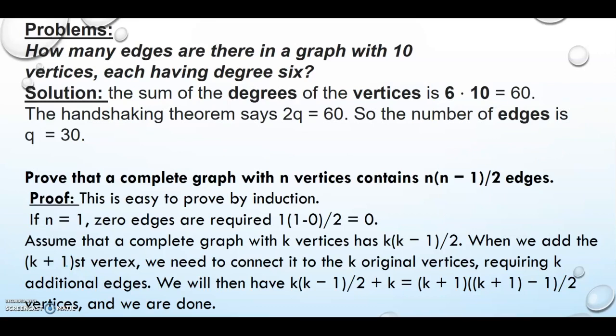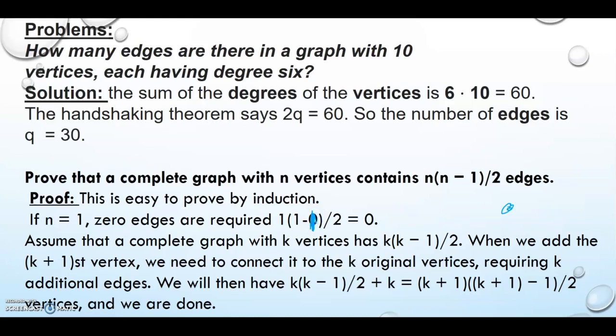By mathematical induction, we have already done so many problems. So we take first n is equal to 1 and 0 edges are required here. n equal to 1 means the number of vertices is 1. This is a vertex, and when we have only 1 vertex, there are no edges for this. So here it is n into n minus 1 by 2, that is 1 into 1 minus 1 by 2, which is equal to 0 only. 1 minus 1 is 0. So 0 edges here we got.